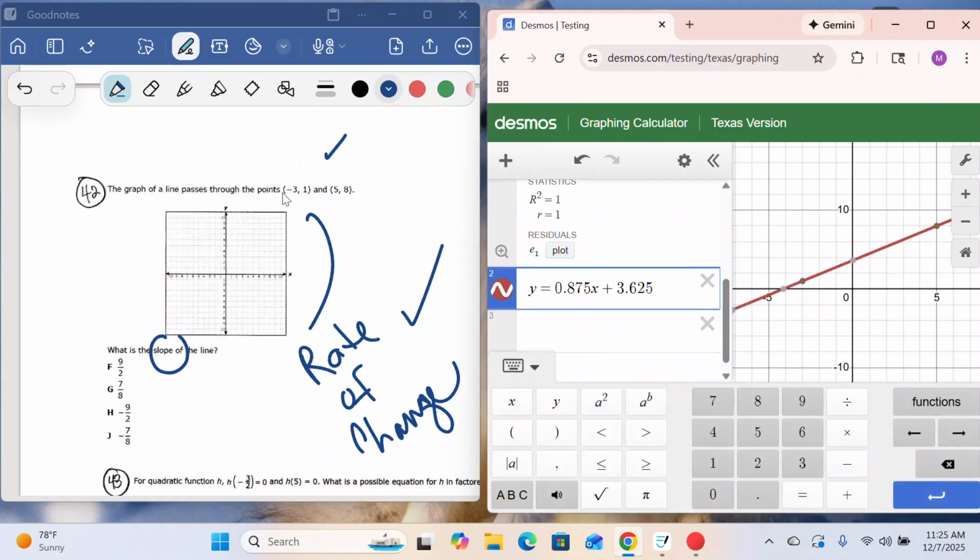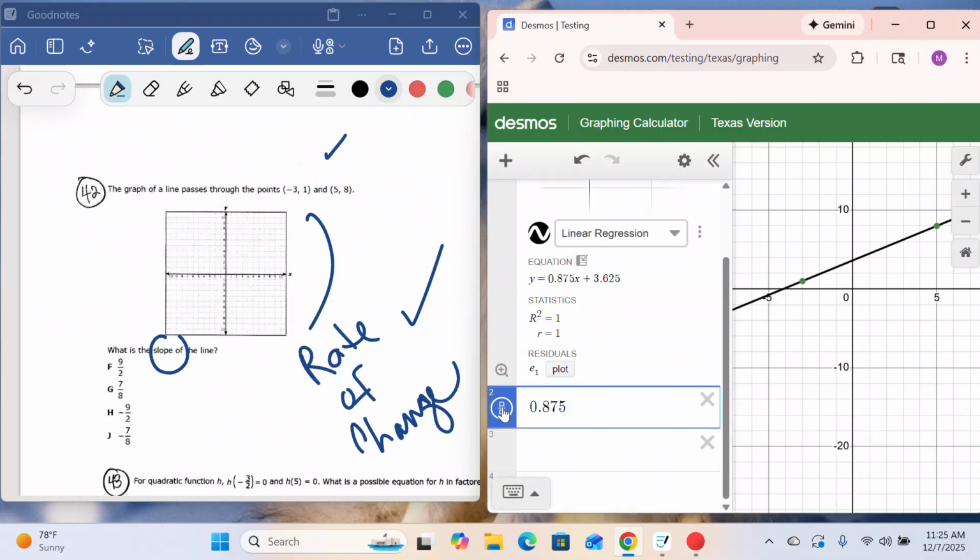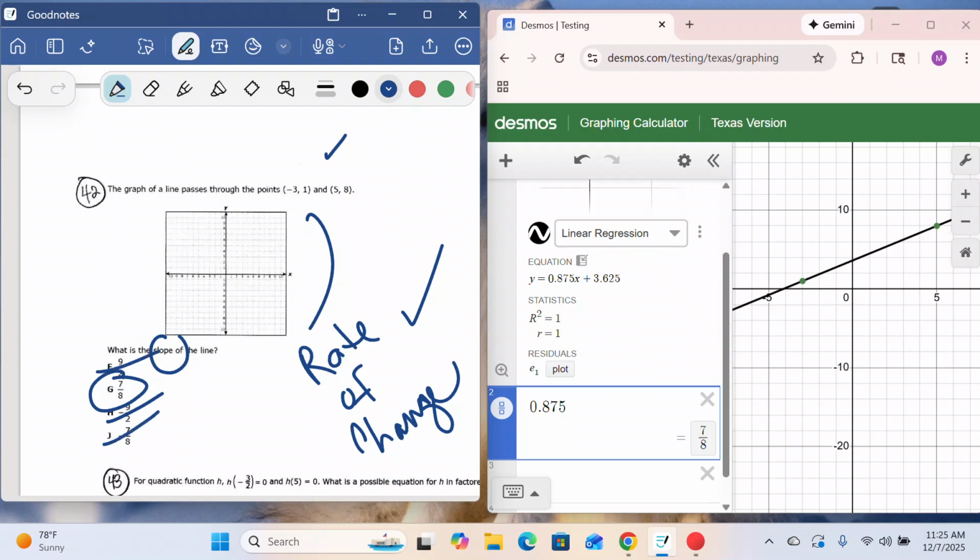And remember that this right here, the slope, is the letter. It's a number next to the letter. So I can just delete this equation after I get it from the equation editor. And then I'm going to go ahead and add rate of change, which is slope. So that's 7/8. So once again, the correct answer choice is G. And that is rate of change. So that is very, very important. Rate of change is slope. Slope is rate.